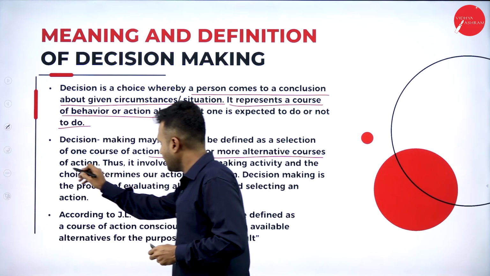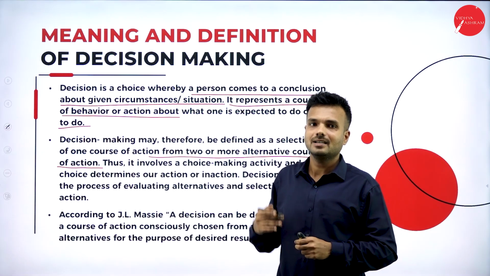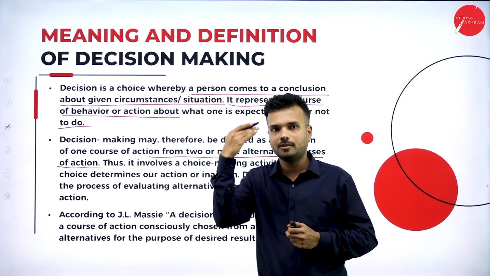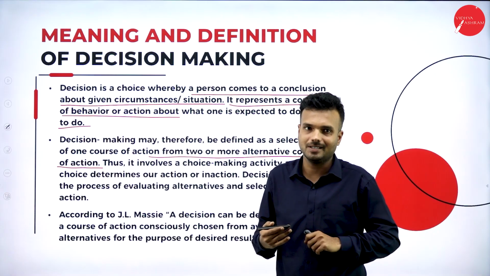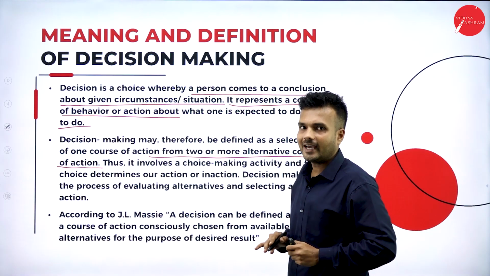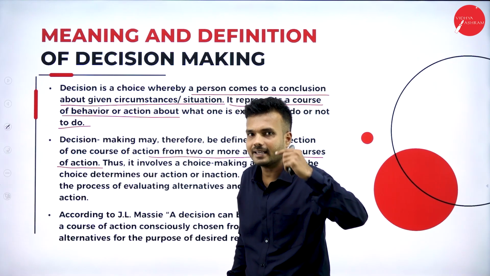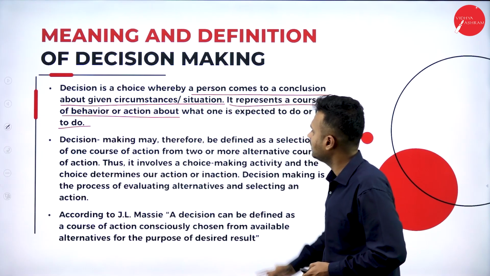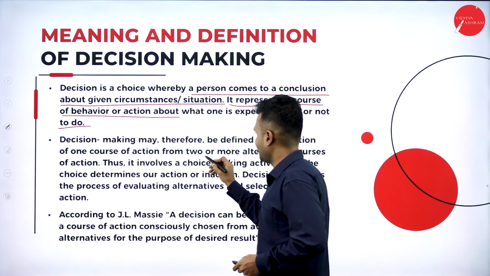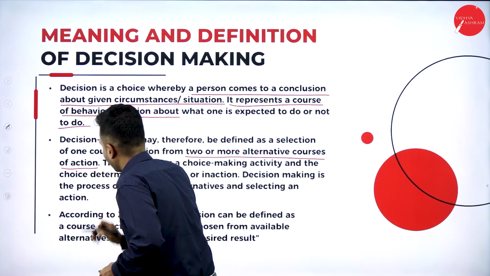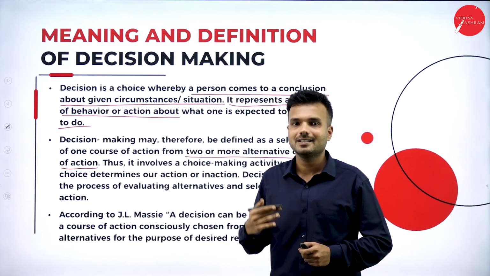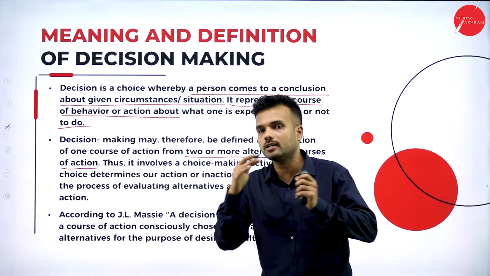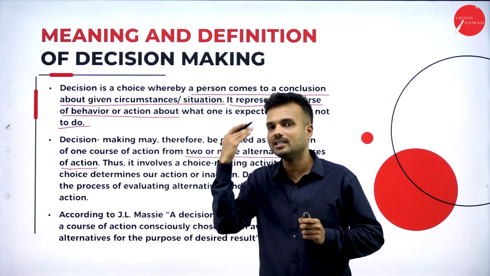As we studied in the planning process, decision making is a course of action where we evaluate the alternative courses of action to bring the end result of the planning process into action. Therefore, decision making is defined as the selection of one course of action from two or more alternative courses of action. We are supposed to evaluate the alternative courses of action, and we have to come to the end decision.